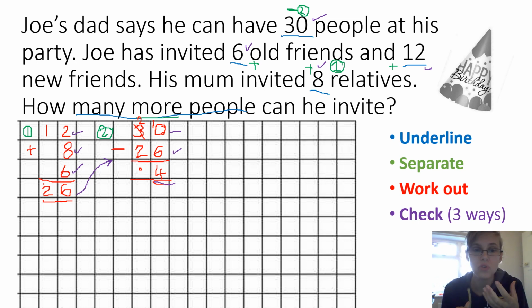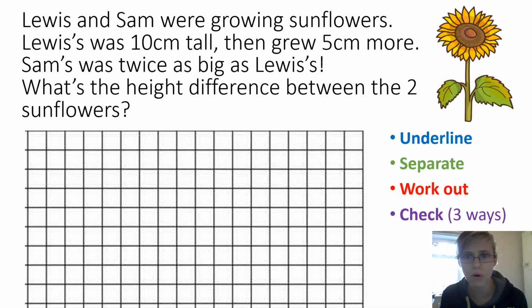If I was trying to do, instead of 30 take away 26, I could do 26 to get to 30. So I go 26, 27, 28, 29, 30. So I can see that that's 4 just by checking out loud. Okay, awesome. Final question. I think we've got one more left to do.